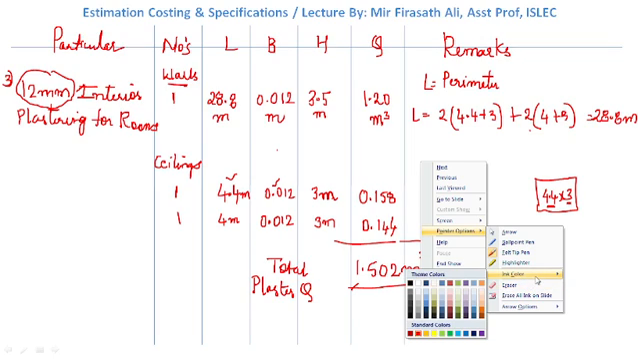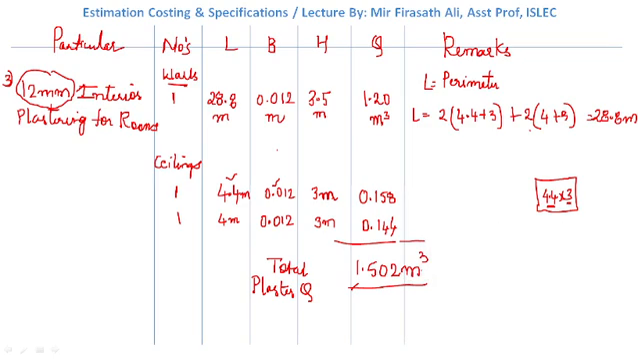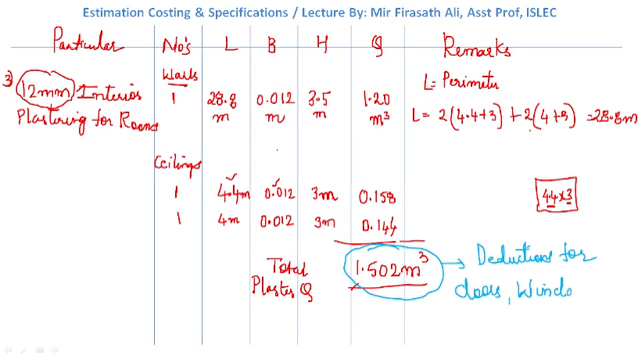From this, is this the net quantity? No. From this total value, what we need to do? We need to make deductions for doors, windows and ventilators.